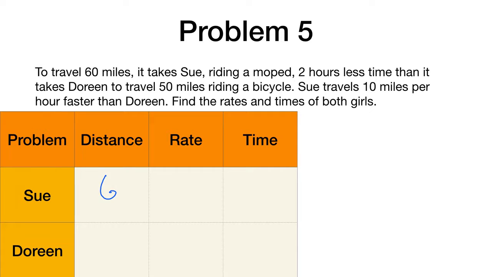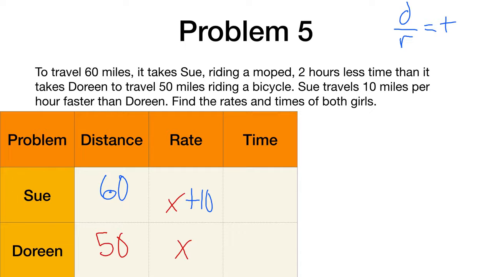Sue is traveling 60 miles, whereas Doreen is going to travel 50. Now, in this case, I know that Sue travels 10 miles per hour faster than Doreen. So if I say that Doreen is x, Sue is going to be x plus 10. Then, if I'm talking about time, remember, distance over rate is time. So 60 over x plus 10 and 50 over x.